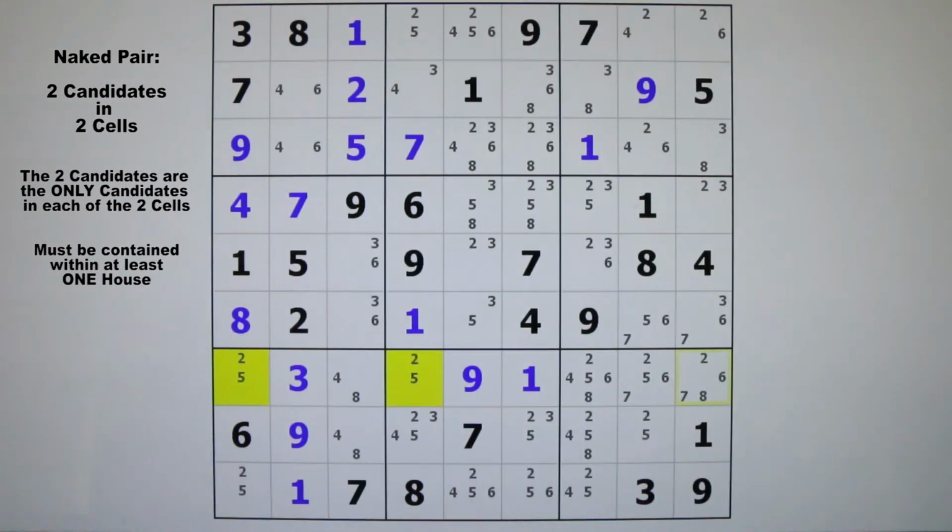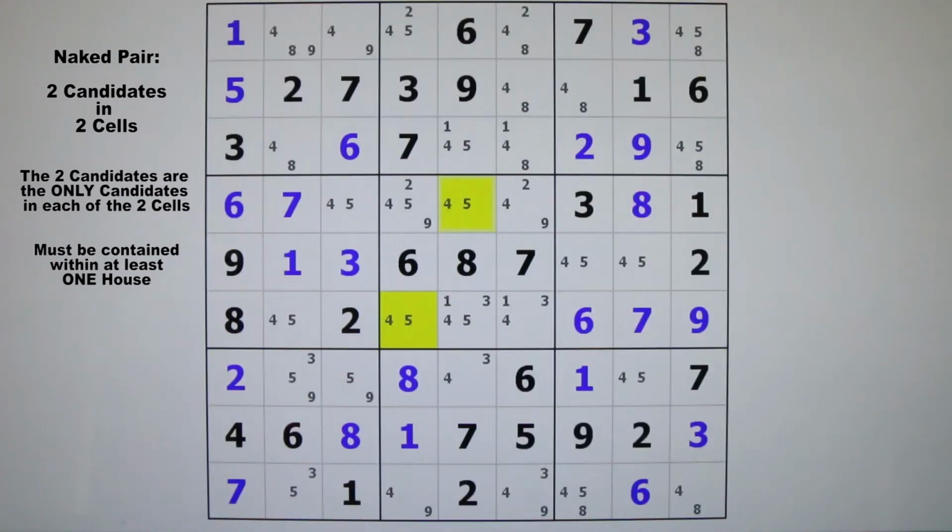Next puzzle. Okay, here in row 7, we have a naked pair of a 2 and a 5, and a 2 and a 5. So we know that one of those yellow cells must be a 2 and one must be a 5. So we look down the row and we see that we can eliminate this 2 and this 5, this 2 and this 5, and that 2. Sometimes there is only one elimination to be made and sometimes there are none. So you just have to make as many as you can and move on.